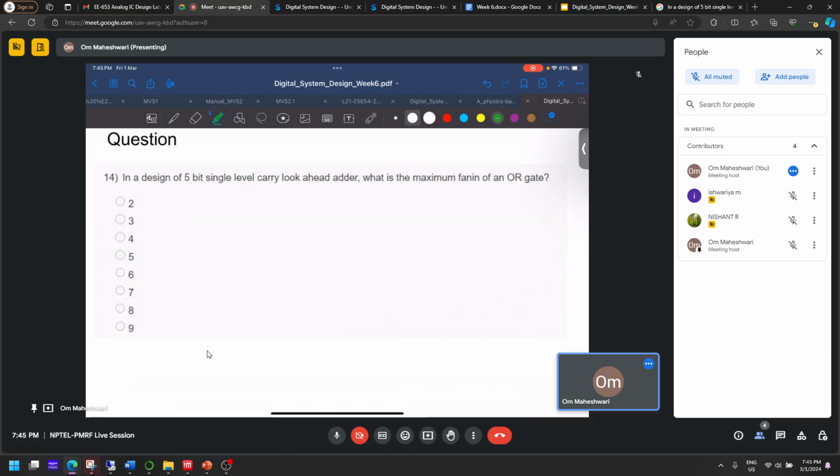In a design of a 5-bit single level carry look ahead adder, what is the maximum fan-in of an OR gate?